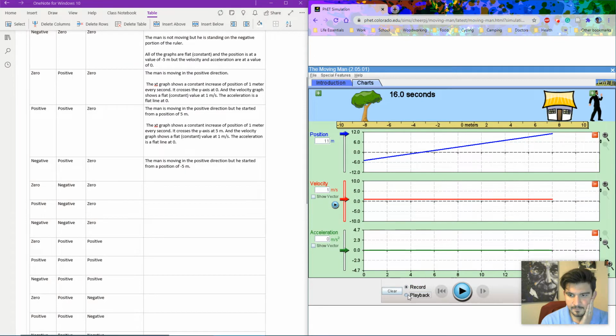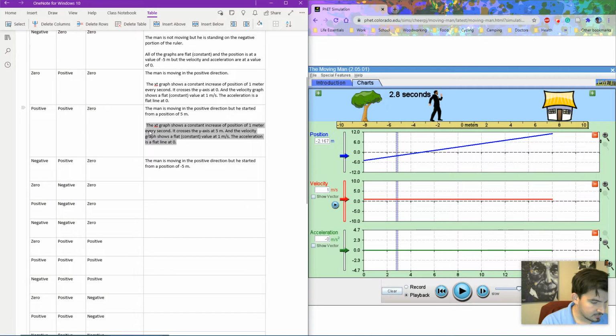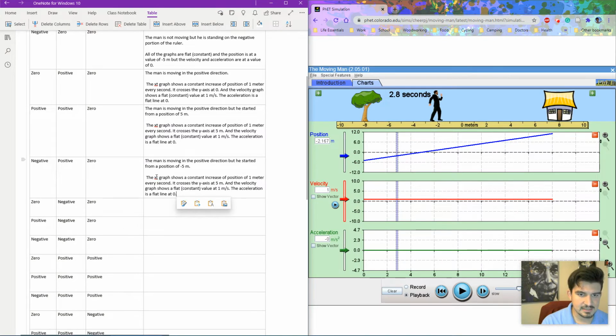Let's prove that. Okay, if I play it back, he starts at a position of -5. 1 second later, he's at a position of -4, so he's moved positively 1 meter. 1 second later, he's at a position of -3, so he's moved another meter, and so on. So we could say everything from above is exactly the same. The only difference is he crosses the y-axis at -5 meters.